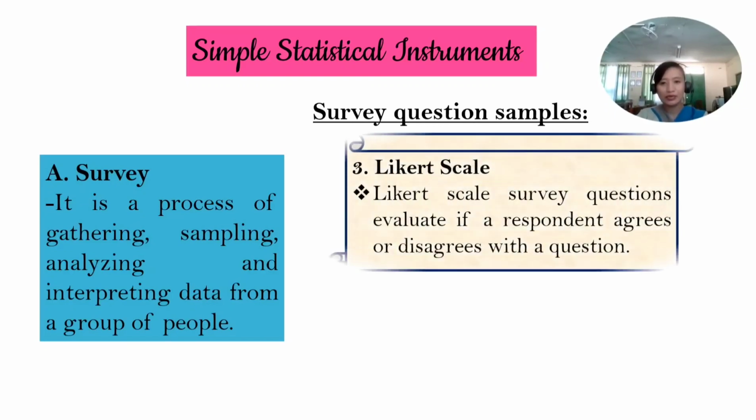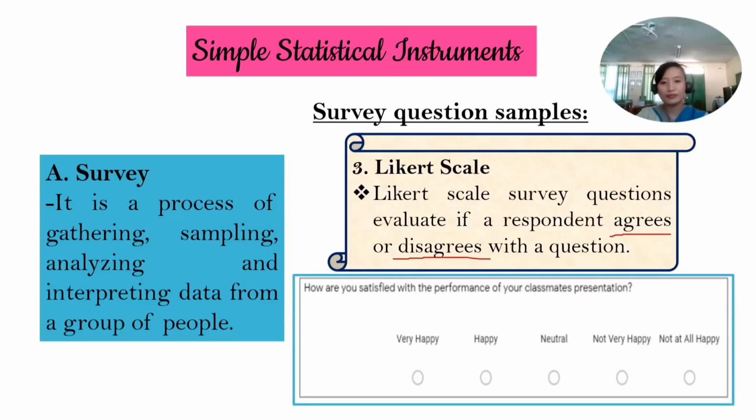Number 3, we have Likert scale. Likert scale survey questions evaluate if a respondent agrees or disagrees with a question. Here is an example. How satisfied are you with the performance of your classmates' presentation? Are you happy or not very happy? So you just have to select if you agree or not, or if you are happy or not. Okay, so that is for Likert scale.